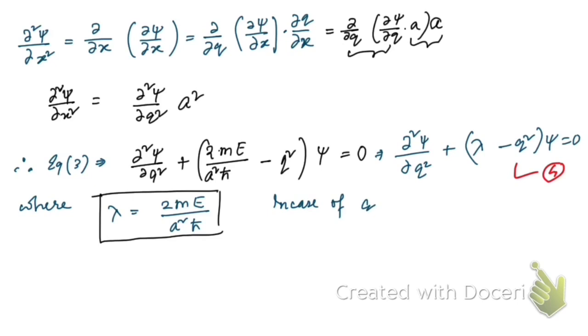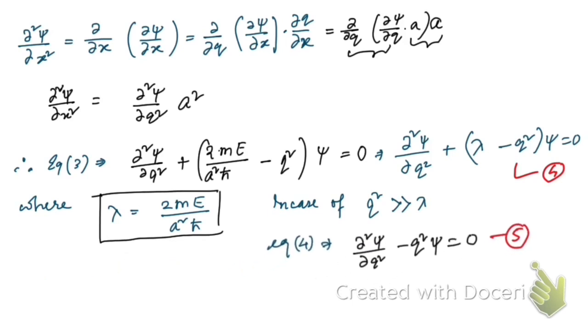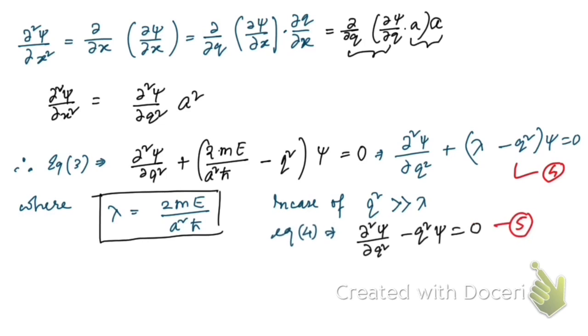In case q square is very very greater than lambda, in that case this equation number 4 becomes minus q square psi, we can ignore the lambda, is equal to 0, and the solution of this kind of equation, this is suppose equation number 5. So let me write this equation here. So if in case q square is very very greater than lambda, then we're going to get this equation number 5.